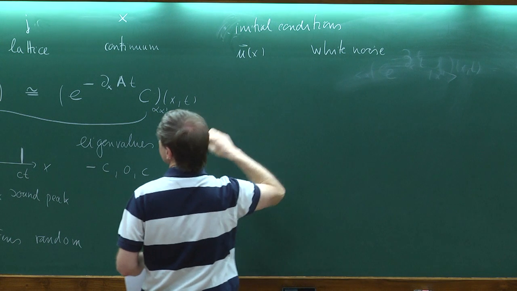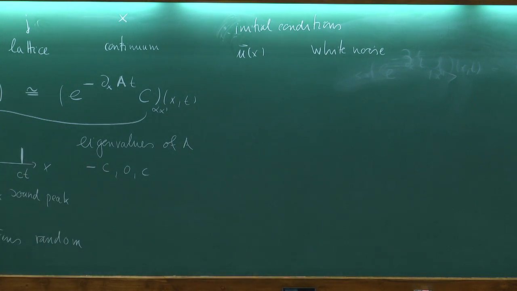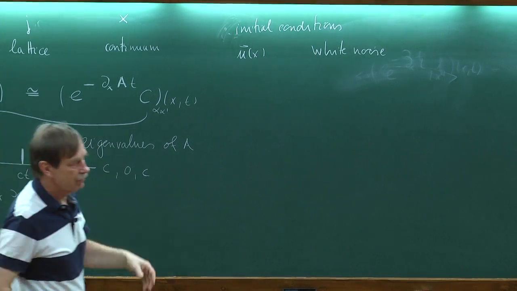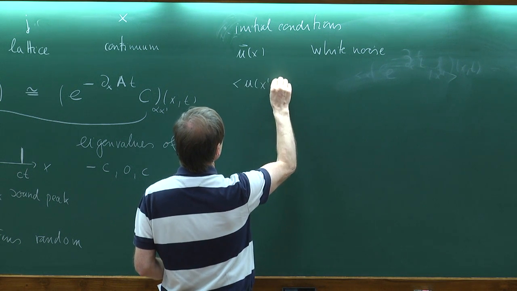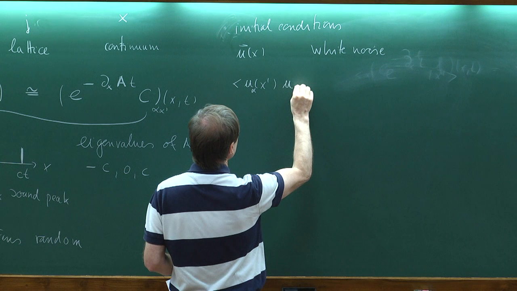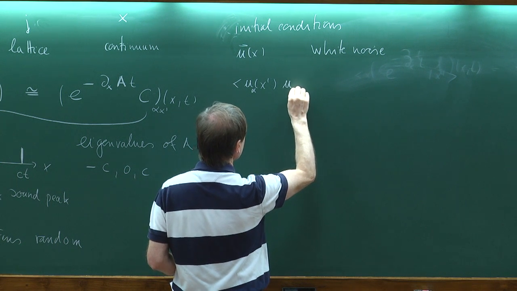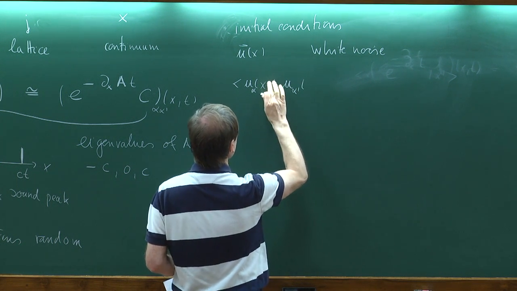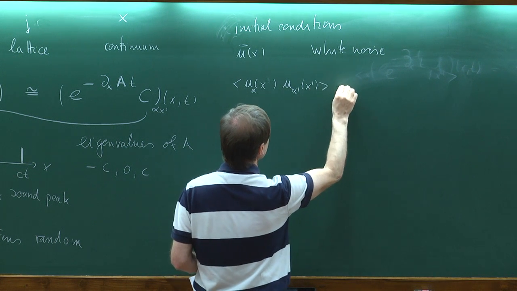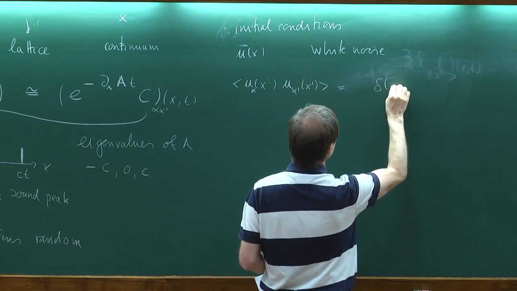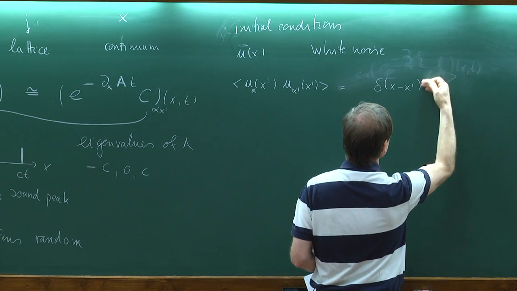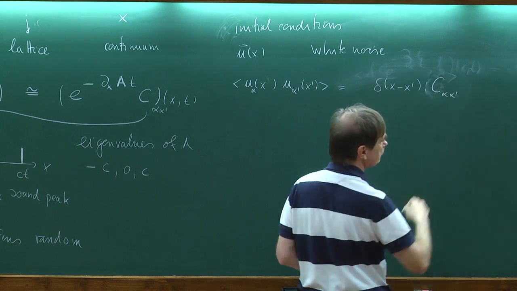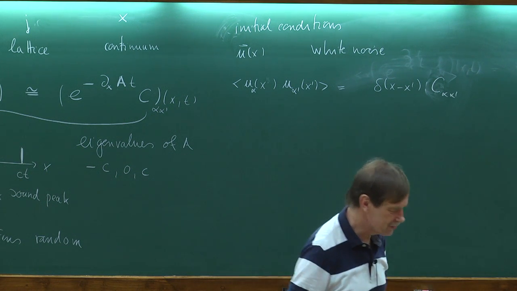But of course, it's correlated because, according to that susceptibility matrix, at a given site there are static correlations. And so the initial measure is the average of u of x, alpha times u of x prime, alpha prime. This is nothing else but a delta of x minus x prime. It's Gaussian, and it's delta of alpha minus alpha prime, times C. Sorry, I should have said this better.